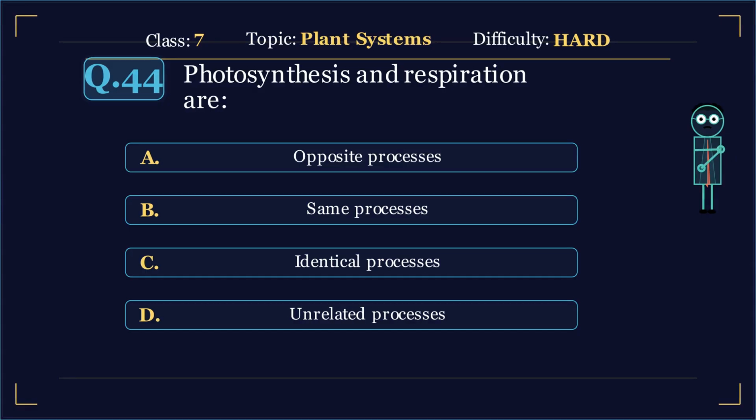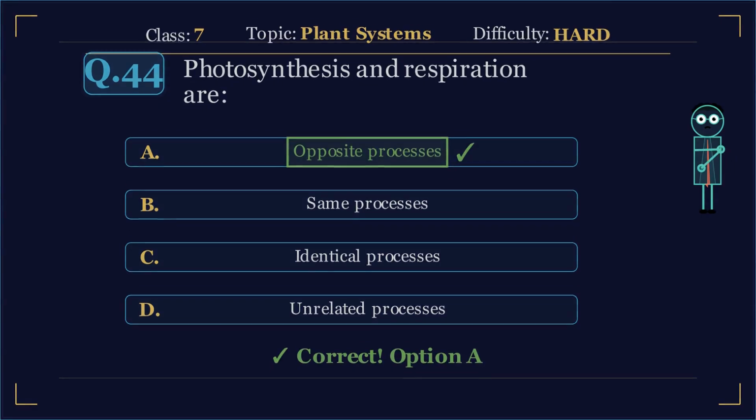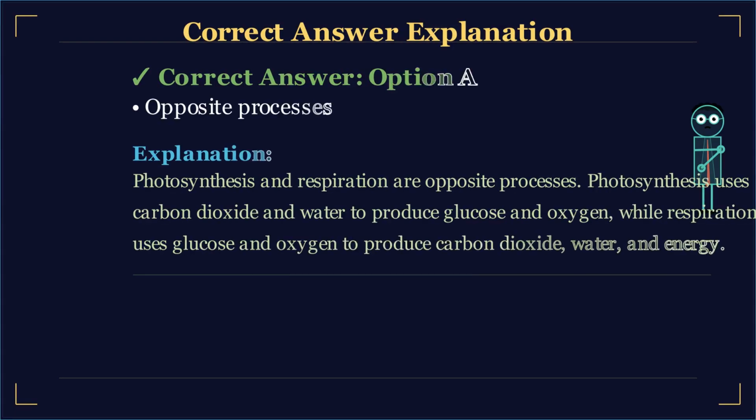The correct answer is option A. Here's the explanation for the correct answer. Photosynthesis and respiration are opposite processes. Photosynthesis uses carbon dioxide and water to produce glucose and oxygen, while respiration uses glucose and oxygen to produce carbon dioxide, water, and energy.